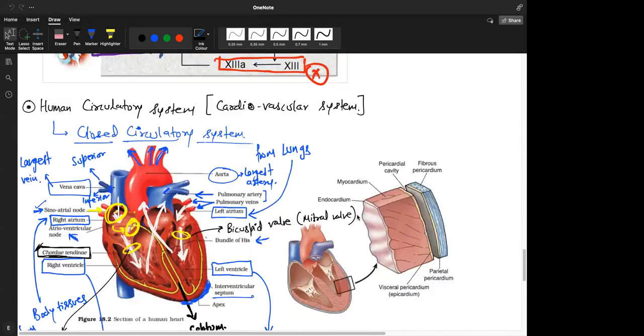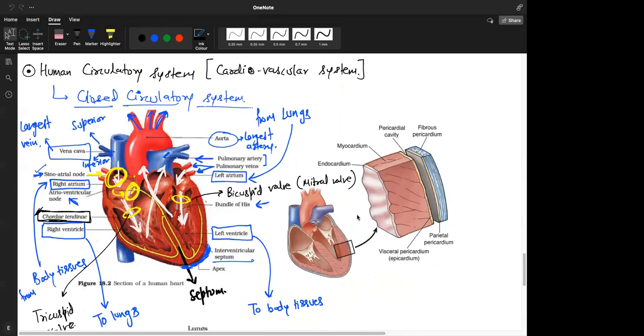Next, we discussed the human circulatory system, the cardiovascular system. Blood in humans only flows within the heart and the blood vessels. This kind of system is called a closed circulatory system. Then we studied the cross section of the heart. The function of the heart is to pump blood. The human heart has 4 chambers. The upper 2 chambers are referred to as atria or auricles, and the two lower chambers are called ventricles.